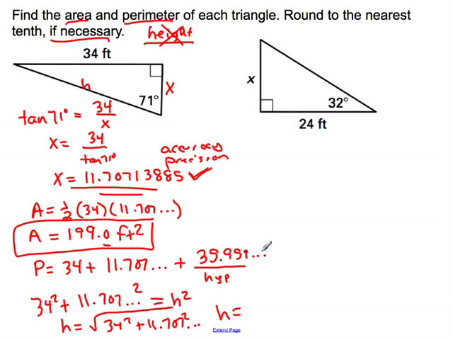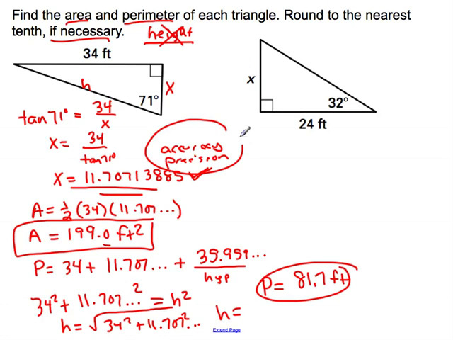This is about 35.959, something like this. I'll just add these numbers together, the 11.707 number, as well as the 34. That should give me a perimeter. If I round to the nearest tenth, my perimeter equals 81.7 feet.